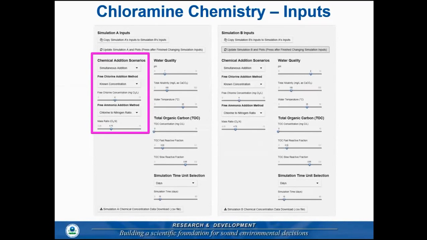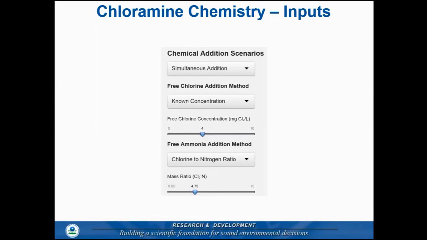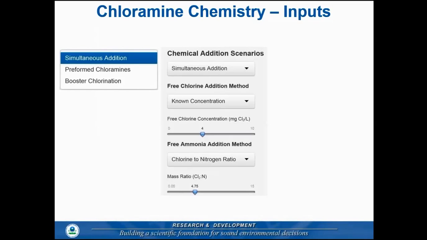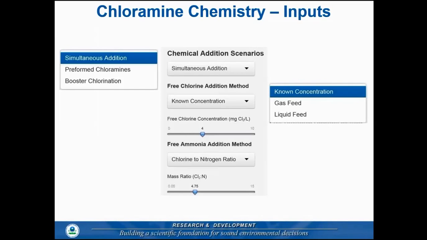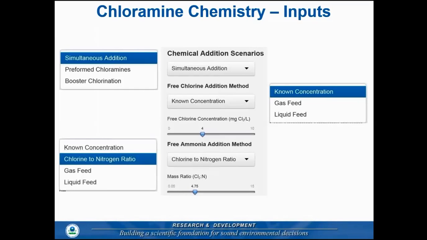The next area is where you select your chemical addition scenarios. So this just effectively selects how you're adding free ammonia and free chlorine to the water. And as I mentioned, I have 3 types of simulation scenarios you can select, and by selecting this, you'll change how you enter free chlorine and free ammonia. So this one I have simultaneous addition selected, and that gives me 3 options to enter in my free chlorine. Either I can enter a known concentration, or there's some ability to enter in if you're feeding gas or liquid. And then free ammonia gets you kind of 4 options, either known concentration, chlorine nitrogen mass ratio, or gas and liquid. So that's just kind of how you'll enter in the free chlorine and free ammonia.